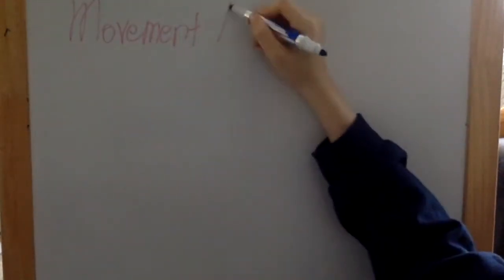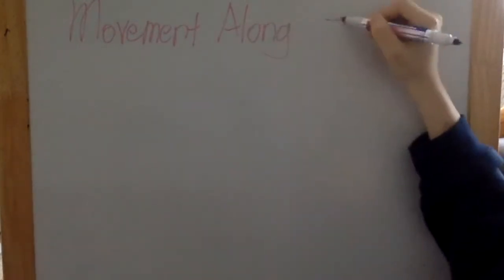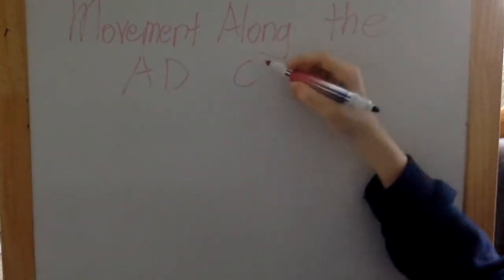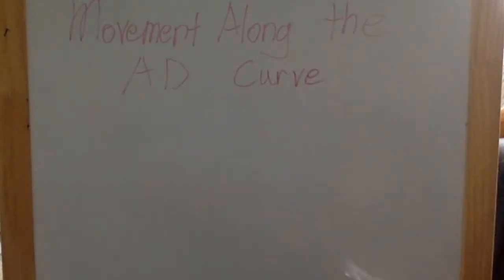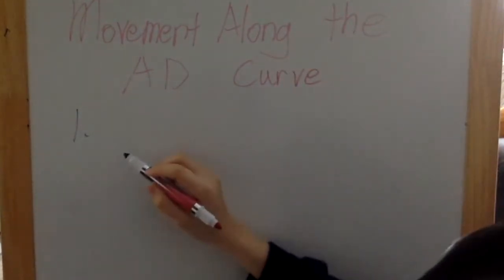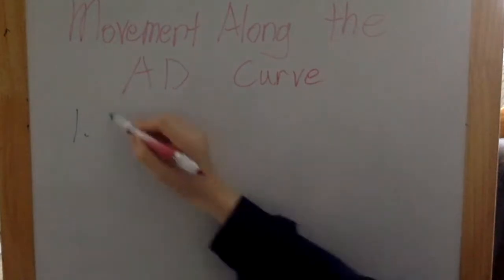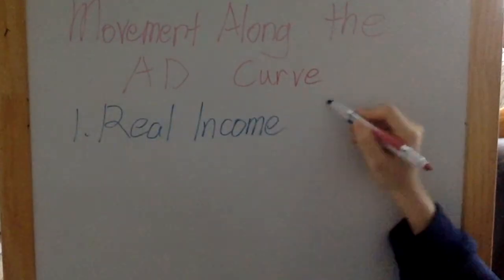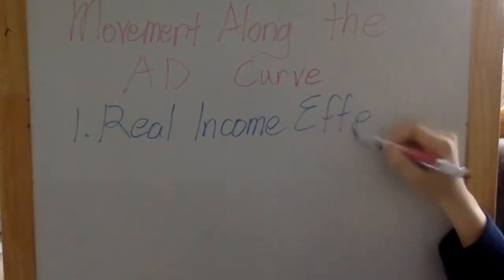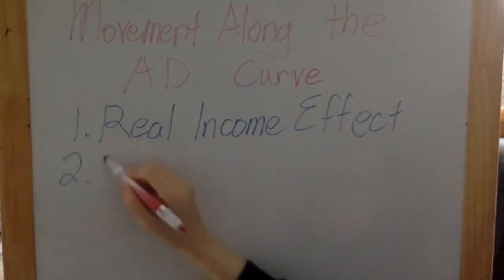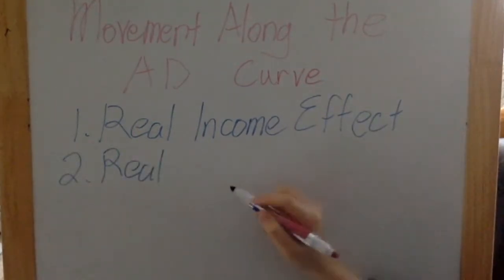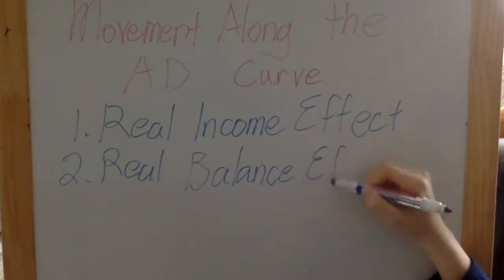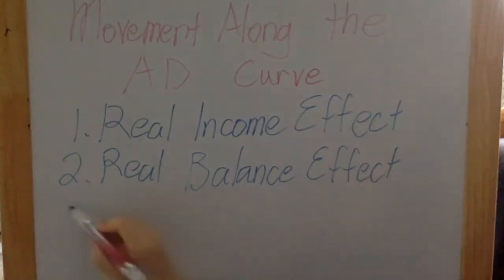1. Real income effect. This effect operates under the assumption that wages are held constant. When the price level rises, things will get more expensive, which causes consumption to go down, causing the quantity of aggregate demand to go down and vice versa. 2. Real balance effect. This one happens because people will try to balance their consumption and saving. When the price level goes down, people can buy more things with their money. Thus, they will feel richer and increase consumption. This causes the quantity of aggregate demand to go up.